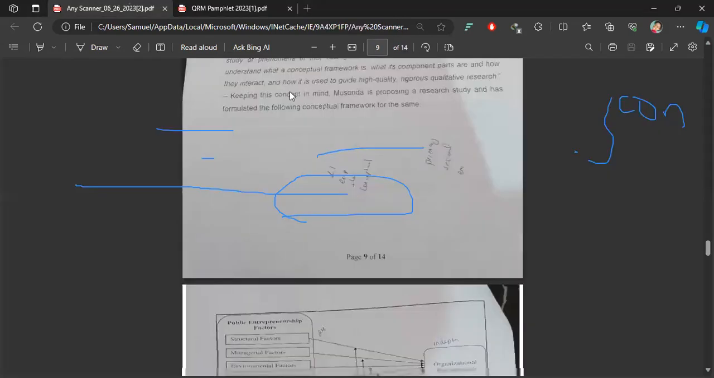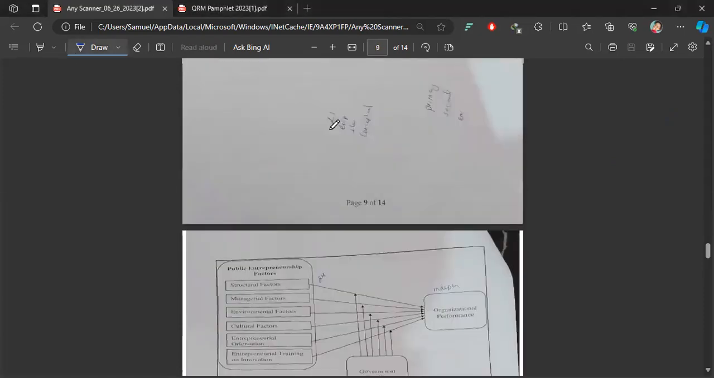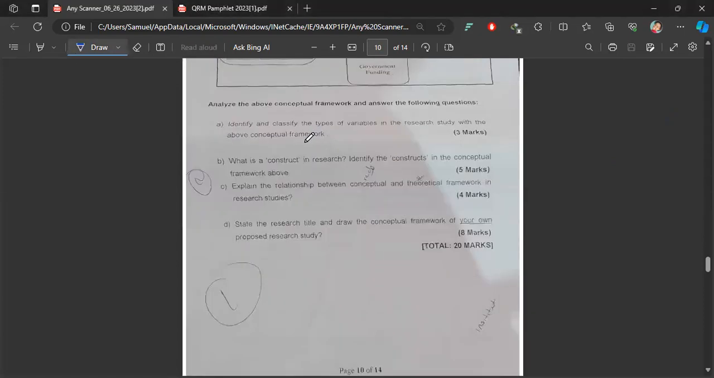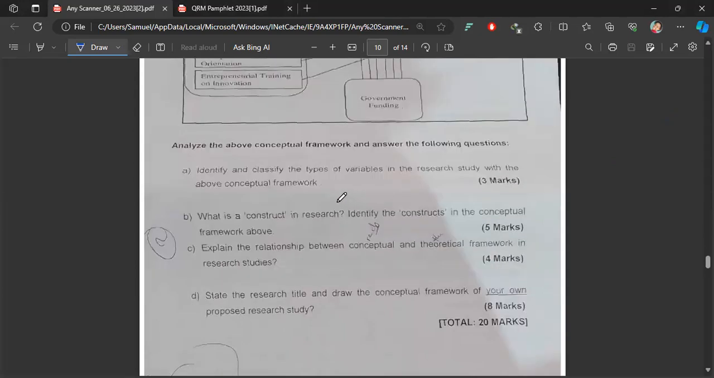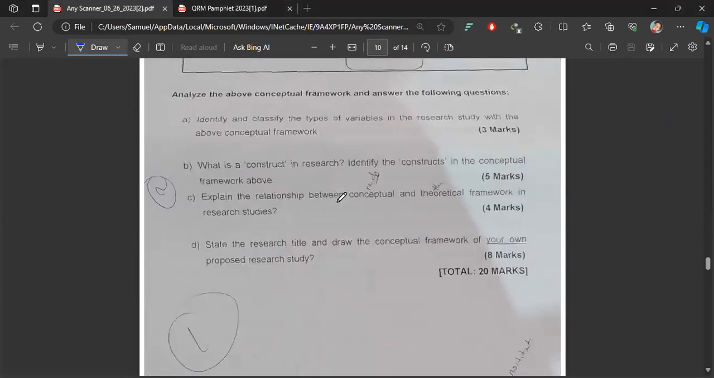Okay, so I'm going to end here for now. I would like you to go through the other sections. The other section, which is question number 3, the ending, is asking us what the types of variables are. Okay. All right. Let me answer it because there's no time.